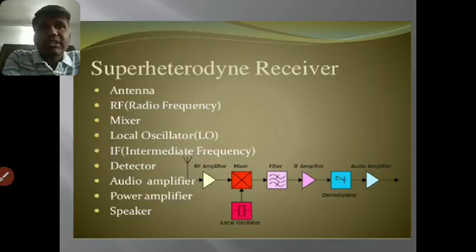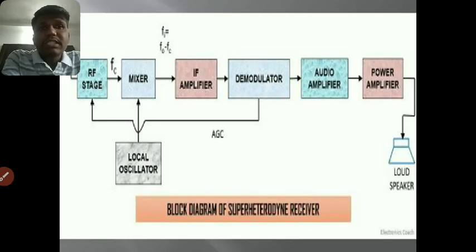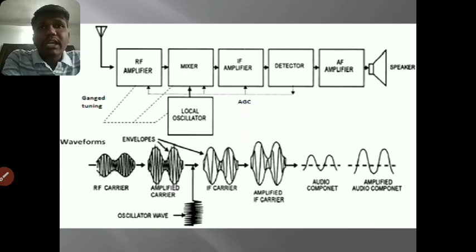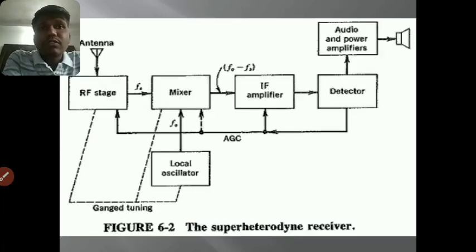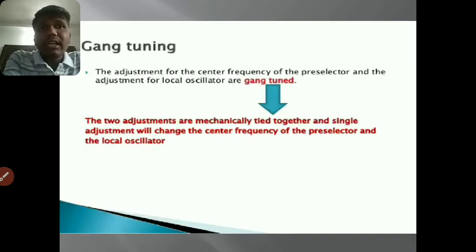These are also the sections of the super heterodyne receiver: antenna, radio frequency amplifier, mixer, local oscillator, intermediate frequency, detector, audio amplifier, power amplifier and speaker. This is the block diagram of the super heterodyne receiver. This is the block diagram and waveform of the super heterodyne receiver. This is also a block diagram of the super heterodyne receiver because we create the gang tuning. And what is the gang tuning?